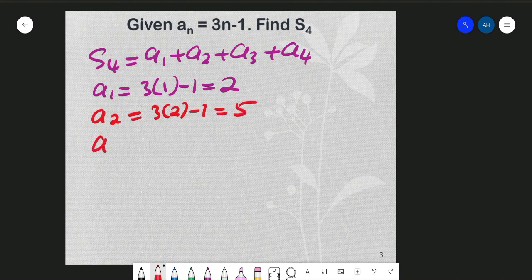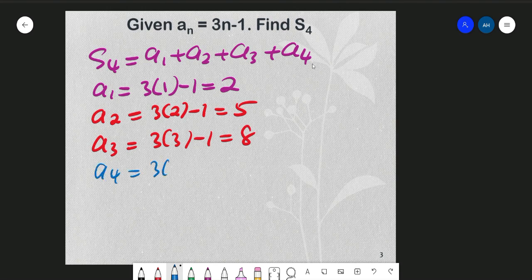Now for A3, we substitute n equal to 3. So 3 times 3 minus 1, we have 9 minus 1 is 8. Now let's see the last term, that is A4. A4 equal to 3 times 4, and we have to subtract 1. 12 minus 1 is 11.